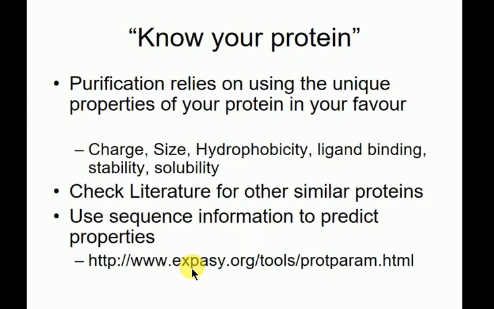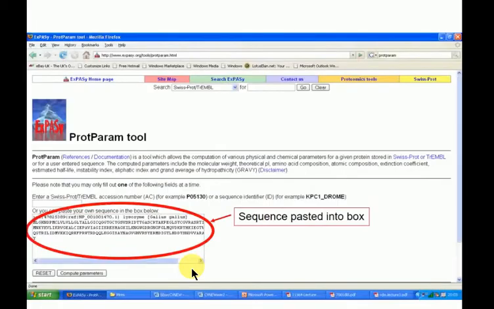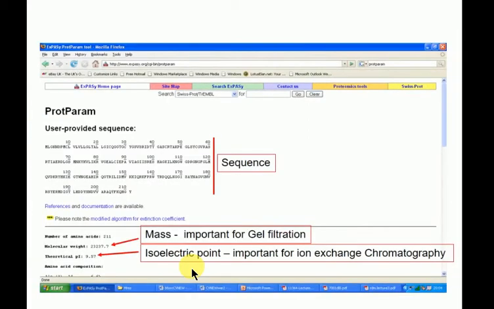Predicted can be way off though, right? Imagine you've got a protein that's phosphorylated. That's going to carry much more negative charge than the raw sequence of the protein. So you paste it into the box. It tells you the predicted isoelectric point, which will become important now for ion exchange.